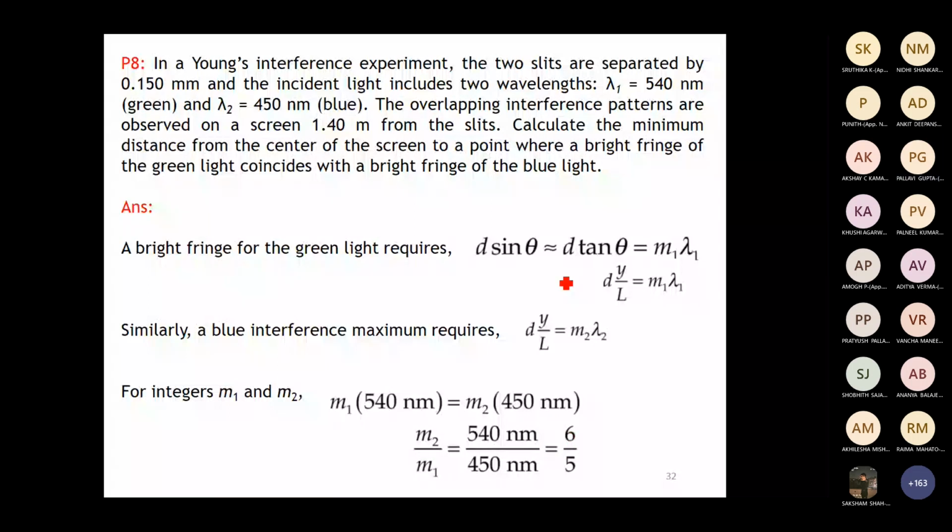I hope you got this. So what you are doing is, in a Young's experiment, you are using two wavelengths, one of green and one of blue. And definitely you will see an overlapping interference pattern which is observed on the screen. So you need to find the distance from the center of the screen to the point where the bright fringe of green light coincides with the bright fringe of blue light.